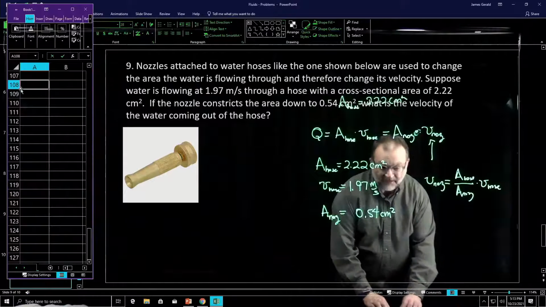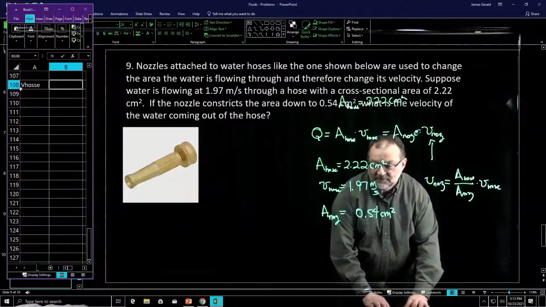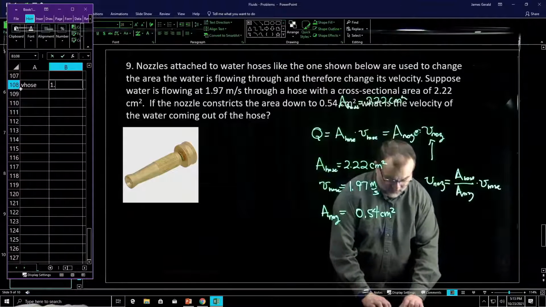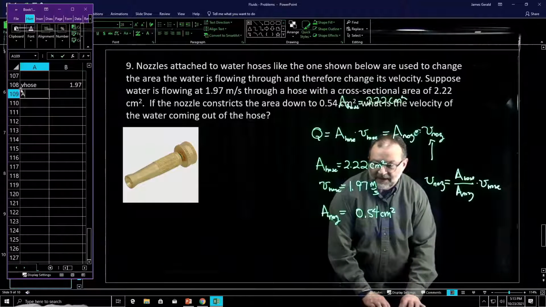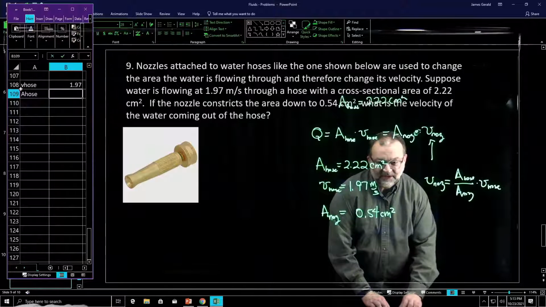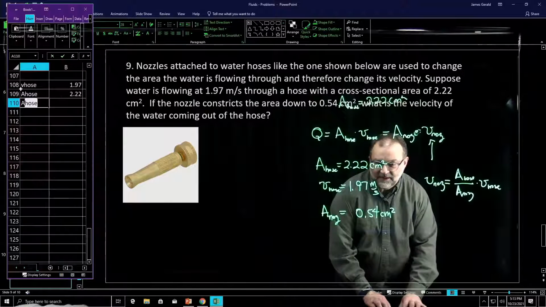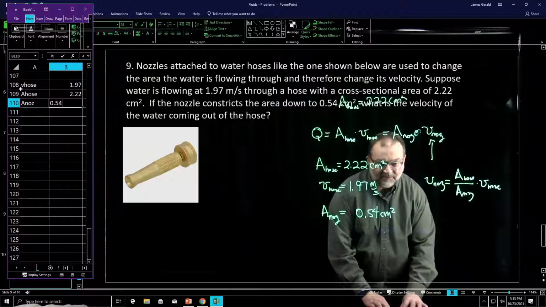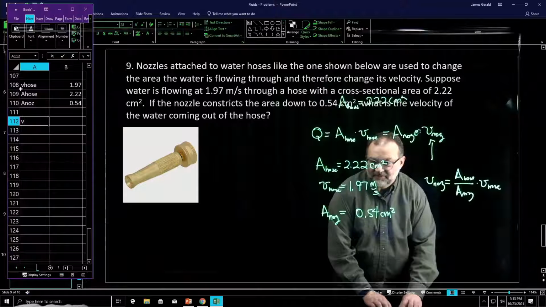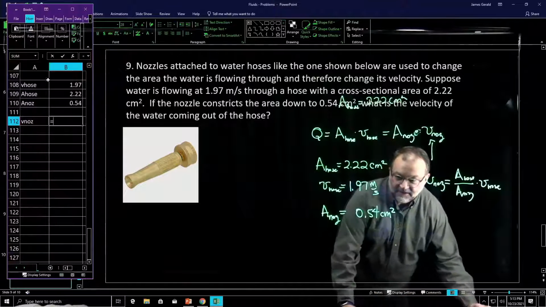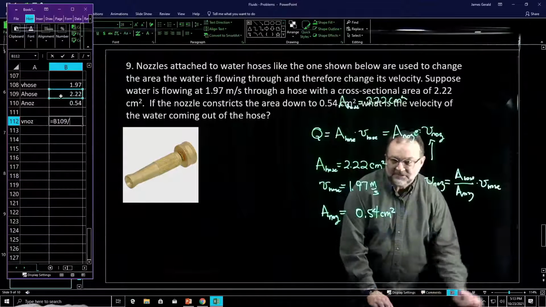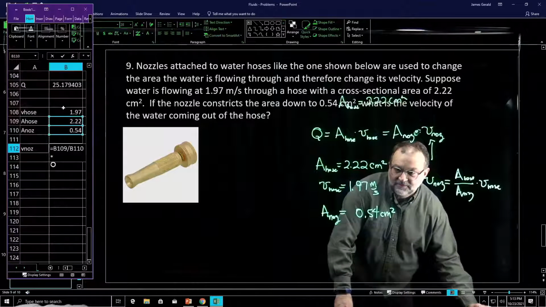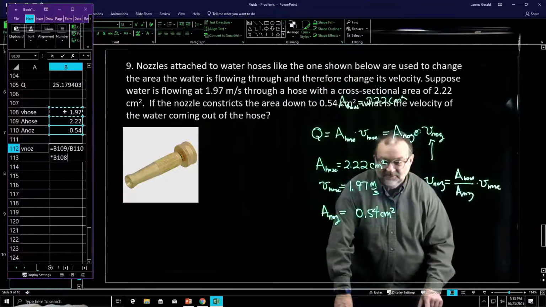What do we have? We have V hose, which is going to be 1.97 meters per second. A hose is going to be 2.22 square centimeters. A nozzle is 0.54 square centimeters, sorry. And so then the velocity in the nozzle is just area in the hose divided by area in the nozzle times the velocity in the hose.